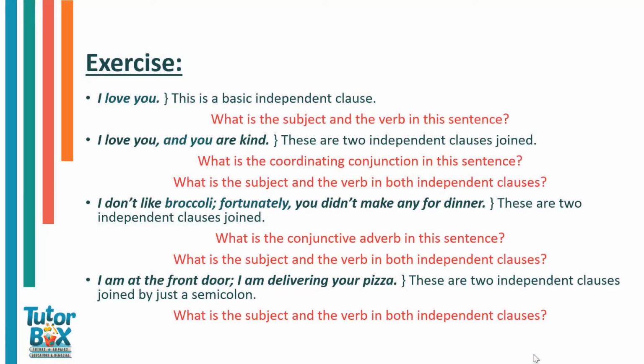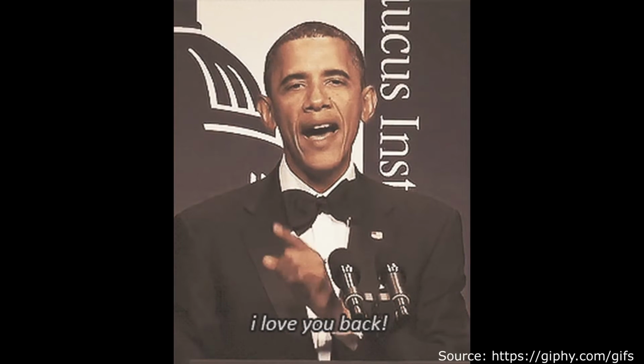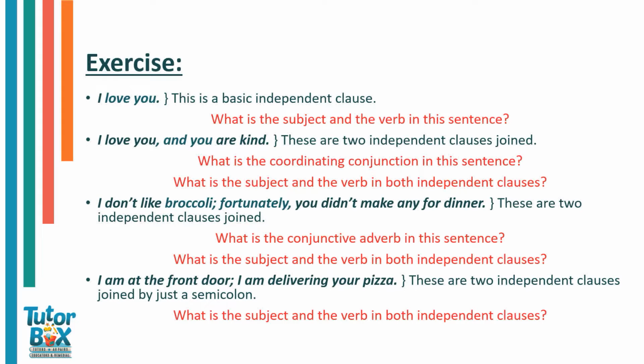And then I want you to take a moment to try and answer them for yourselves. So the first sentence is, I love you. Aww. This is a basic independent clause and can stand on its own. For example, I could just go up to someone and tell them that I love them and just say I love you without having to add anything to that clause so that it makes sense, because it just makes sense on its own. Now I want you to think about what is the subject and the verb in the sentence, and I'll give you some time afterwards to answer all the questions in red.